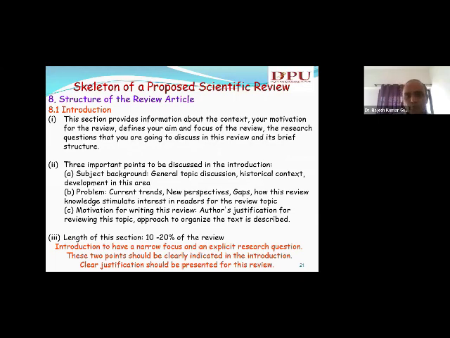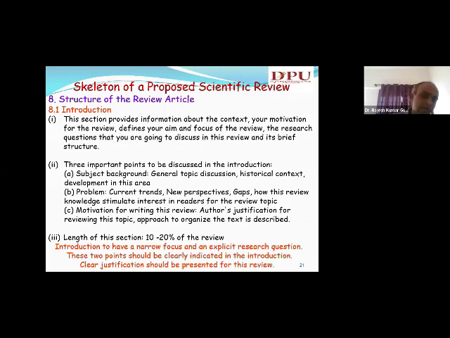Three important points have to be discussed in the introduction. That is subject background, the general topic discussion. Sometimes some people also take historical context, development in this area. What is actually the problem? That's the second point. Current trends, what is the new perspective, gaps, how this review stimulates interest in the reader for the review topic. And then finally, motivation for writing this review. Author's justification for reviewing this topic and approaches to organize the text have to be described in that. Normally, the length of this section is 10 to 20% of the review.